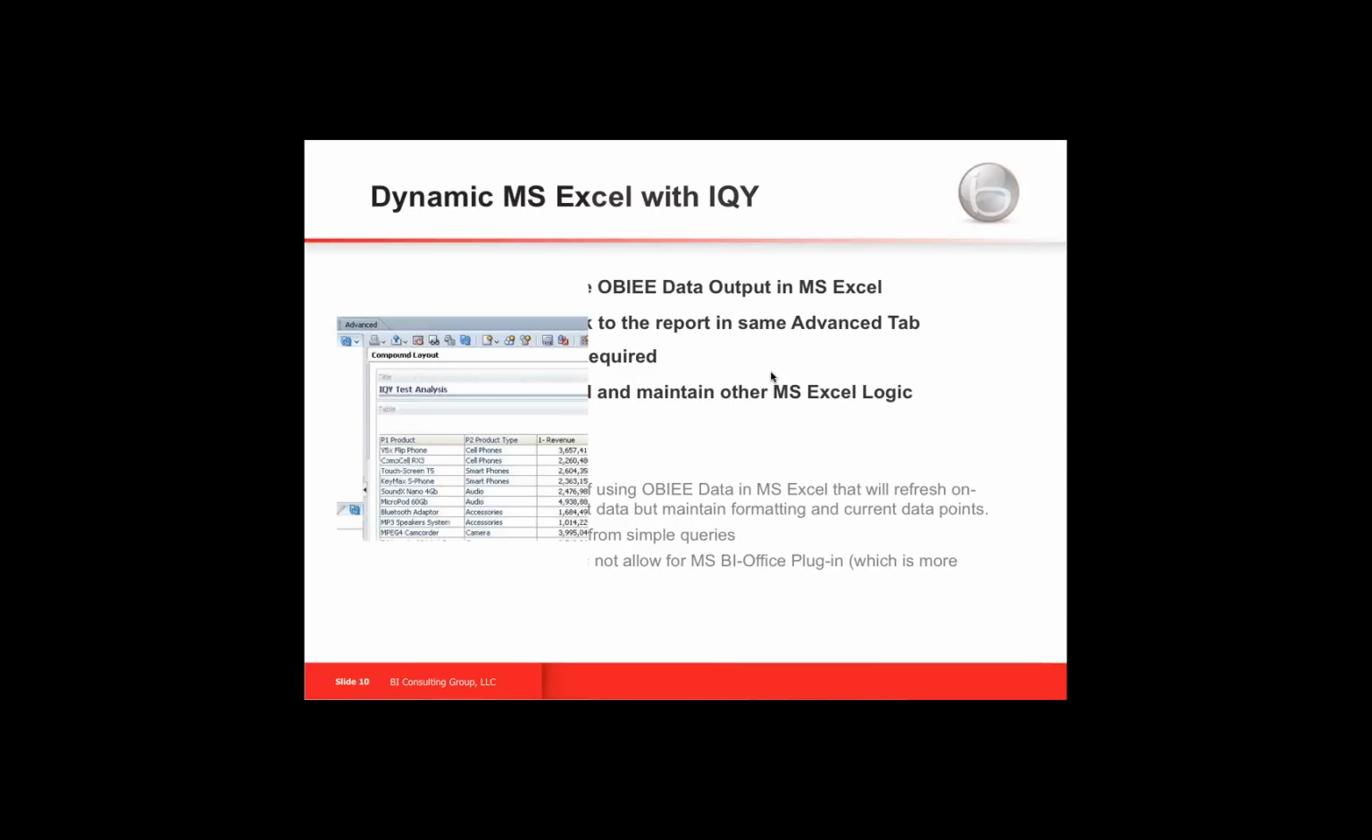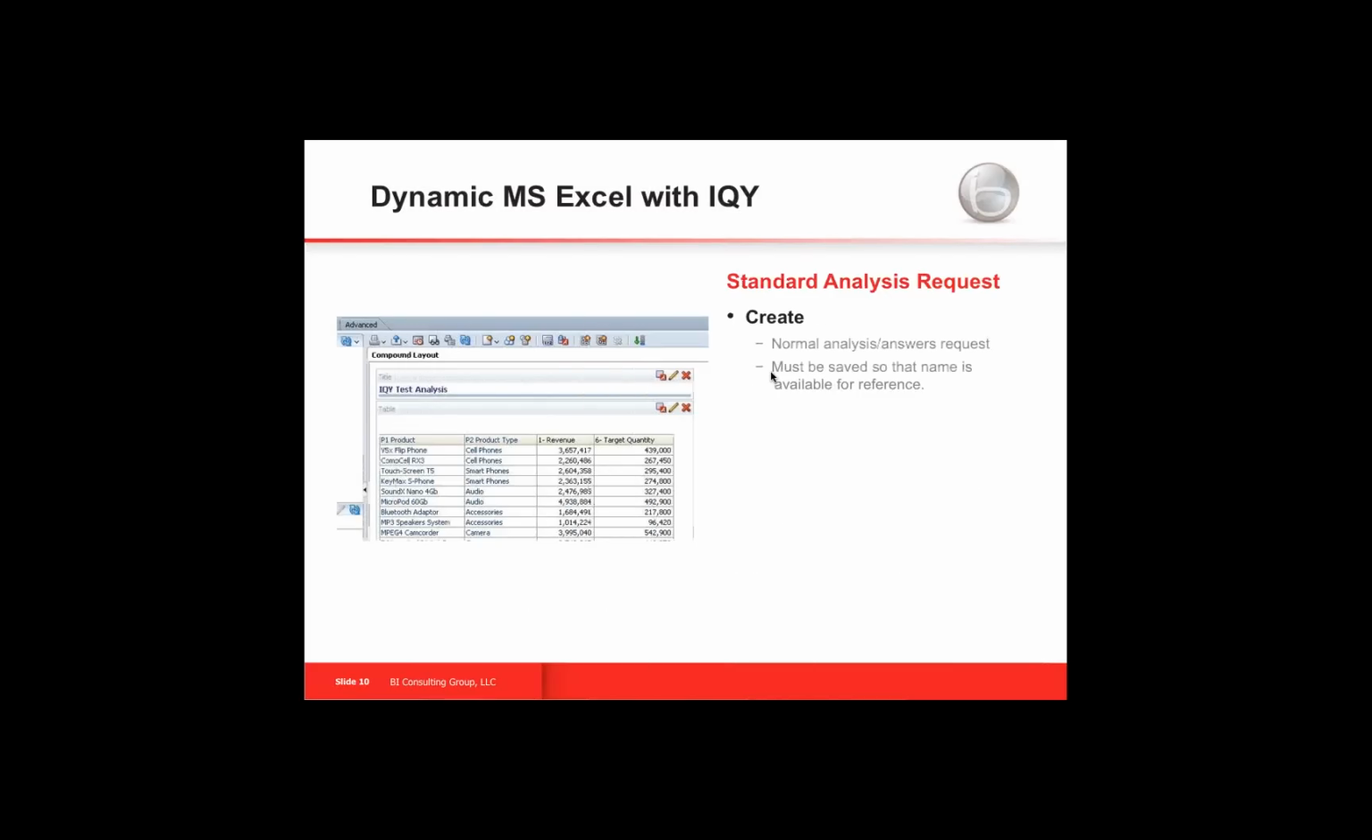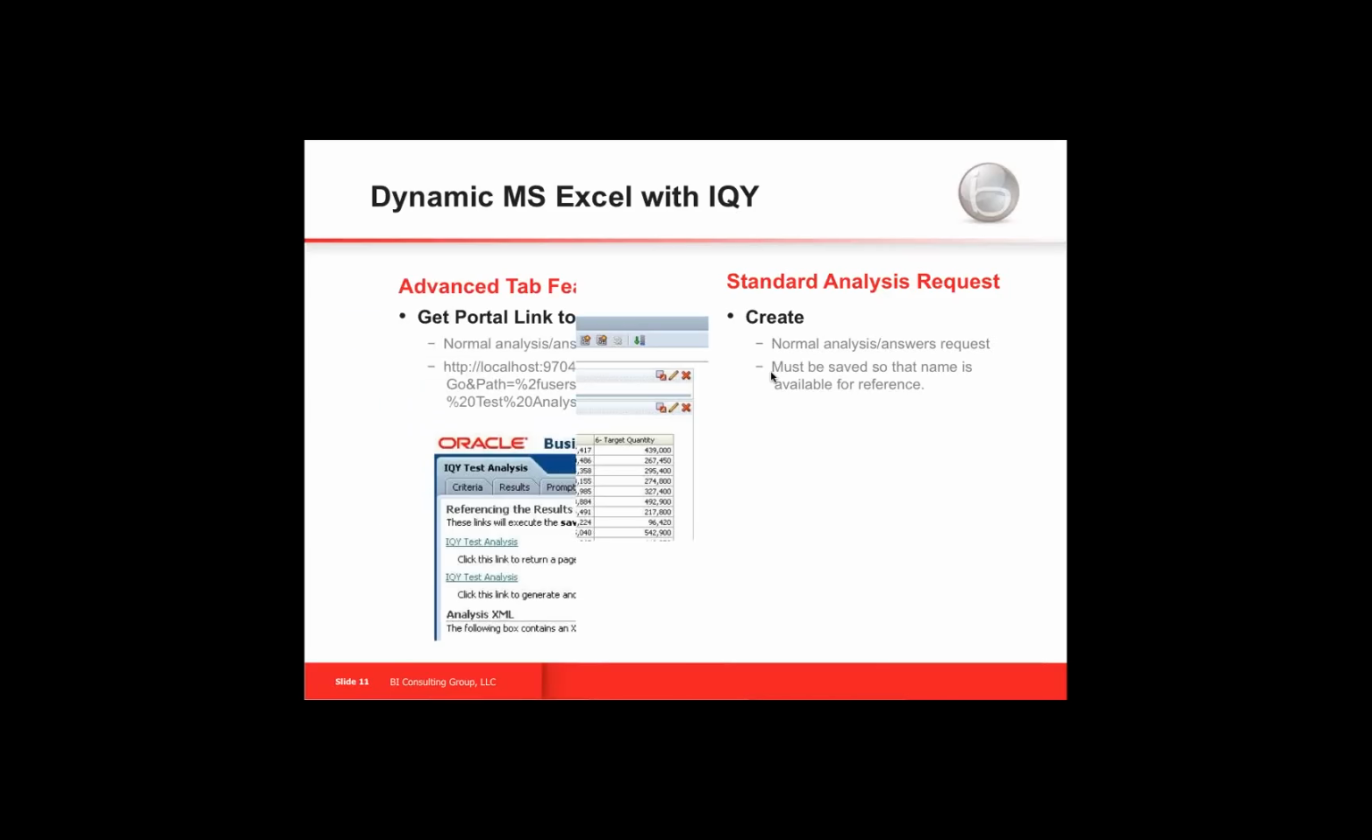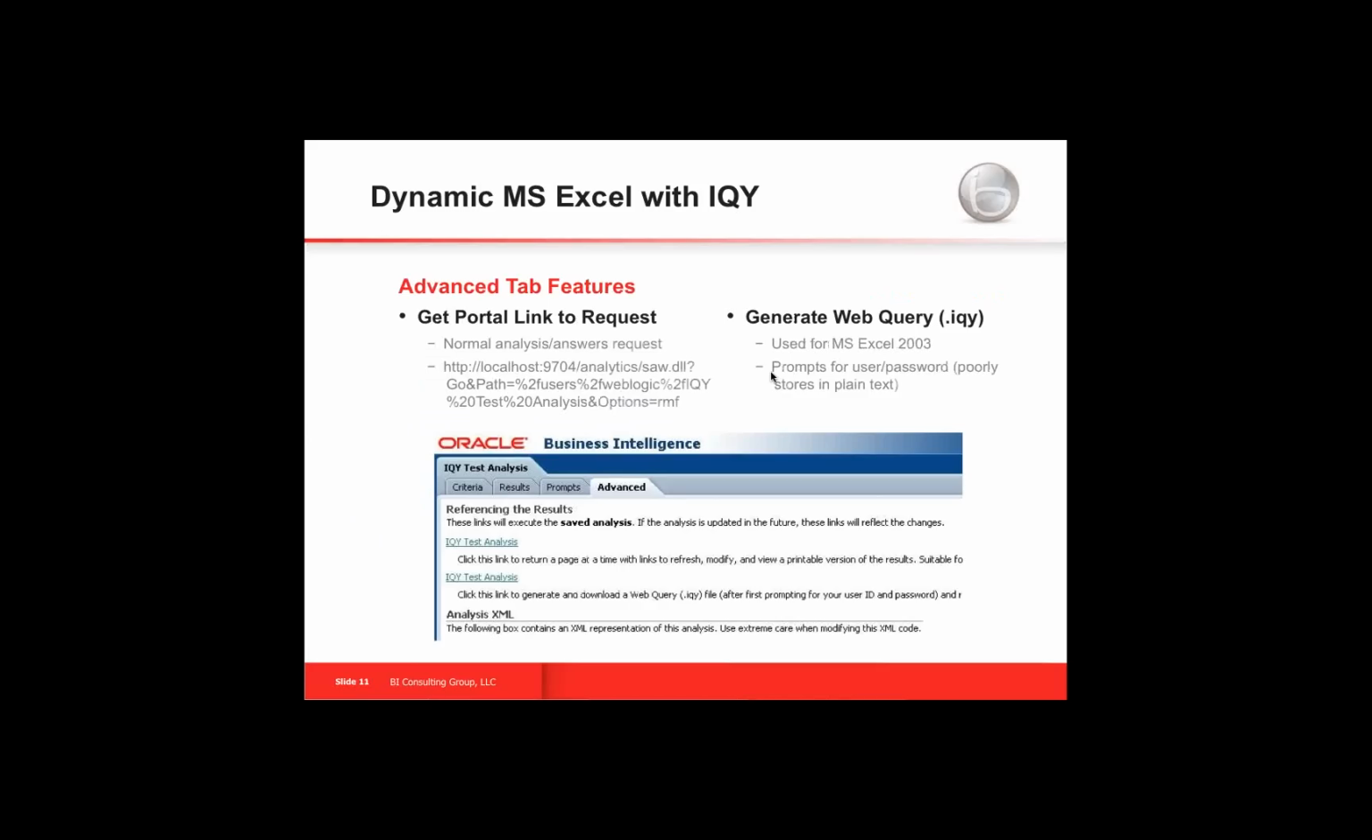So let's take a look at it with a real quick illustrated demo. So I'm starting again with a quick analysis request that we're building out. Okay. One thing to note here is that the request must be saved before you're able to access the IQY file for this particular request. So here's a basic request we've created, just a couple of columns with a couple of facts. Okay, and then what we can do once we save that analysis request is navigate over to the Advanced tab for that request.